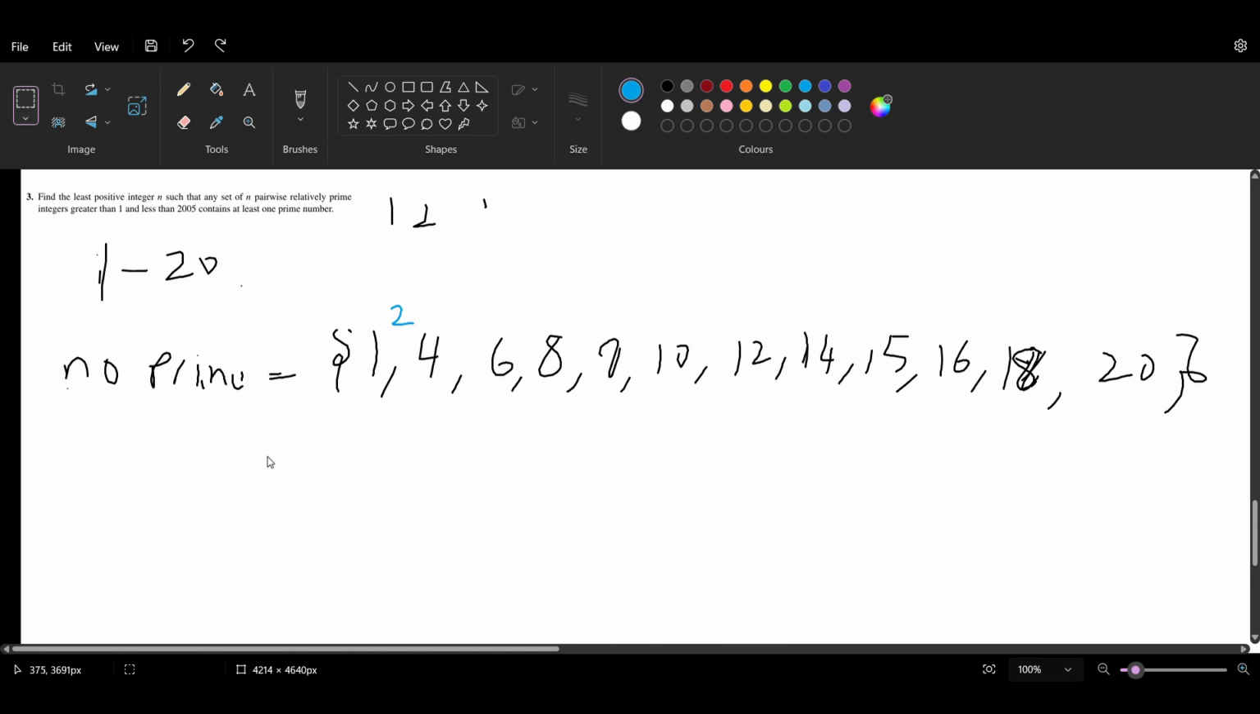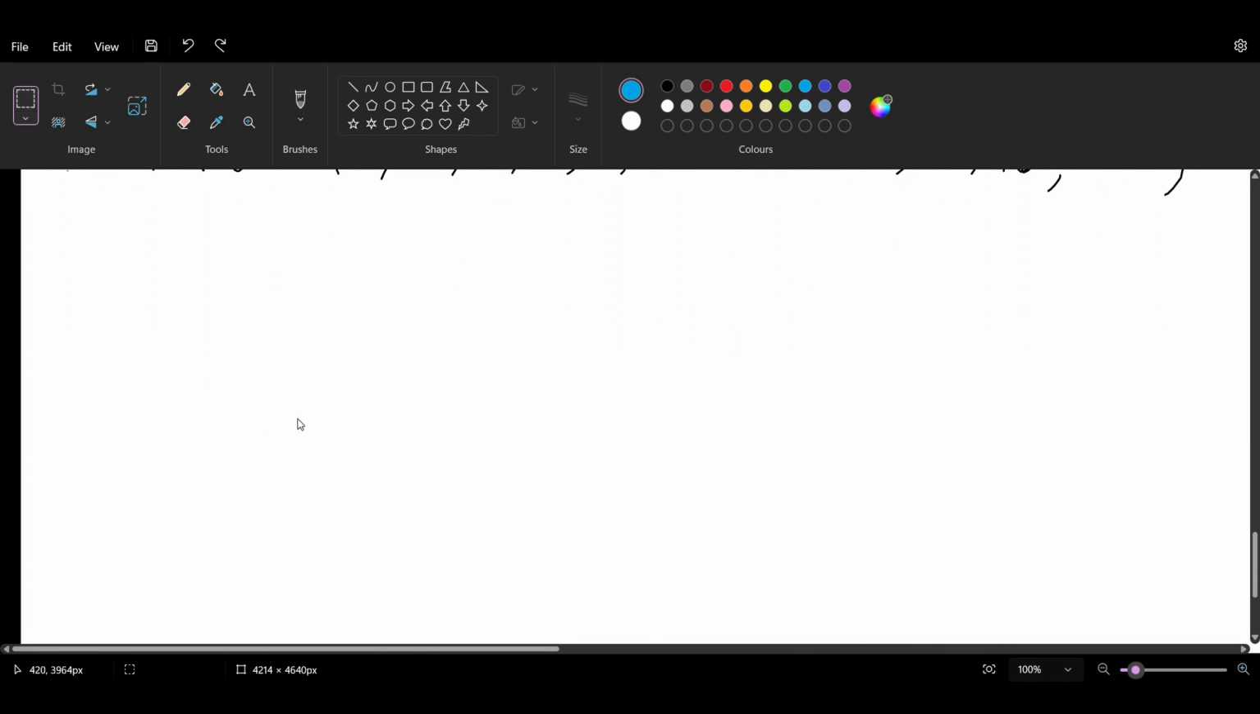So basically, we are looking at the least positive n pairwise relatively prime integers from 1 to 20 that contain at least one prime. So let's create a set from 1 to 20 that contains relatively prime numbers, but without prime. Let's see how small we can get.